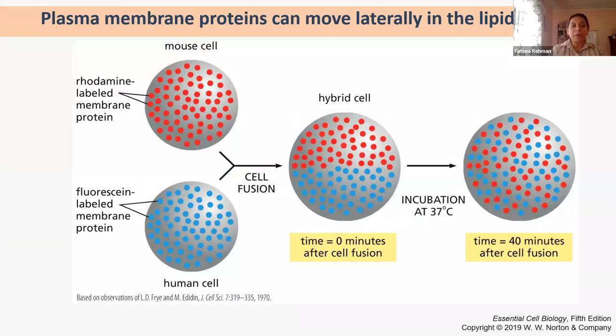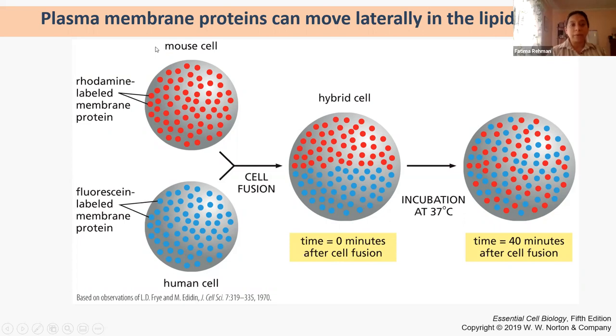Now, originally the fluidity of the plasma membrane was seen by doing experiments where they fuse two different types of cells. One where the membrane proteins were fluorescently labeled with one fluorescent molecule. And, you know, these are mouse cells.